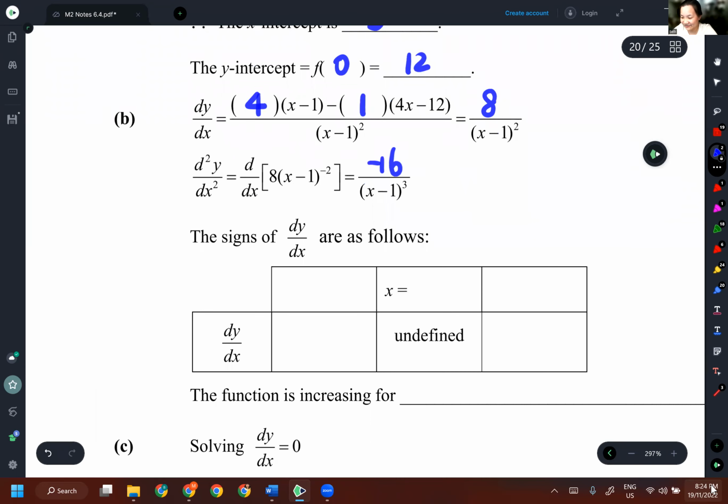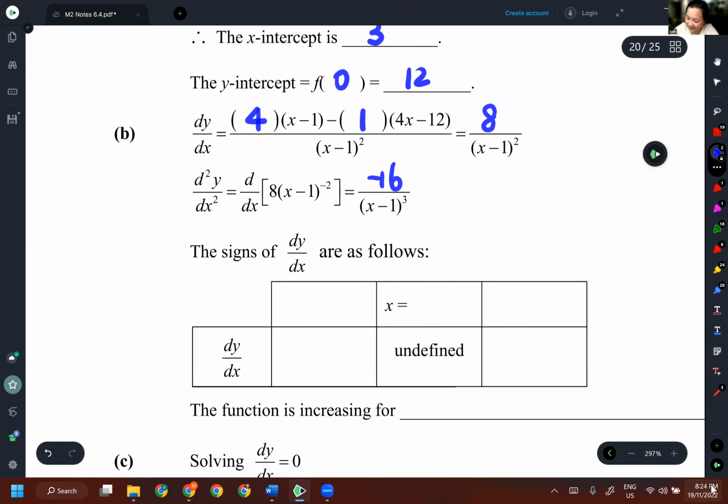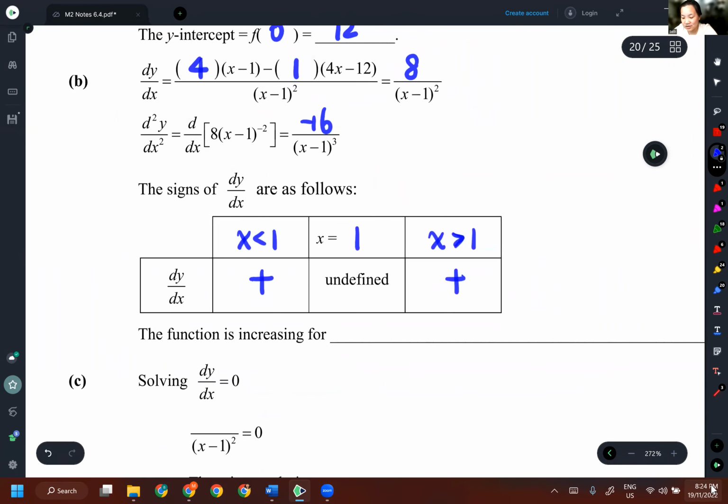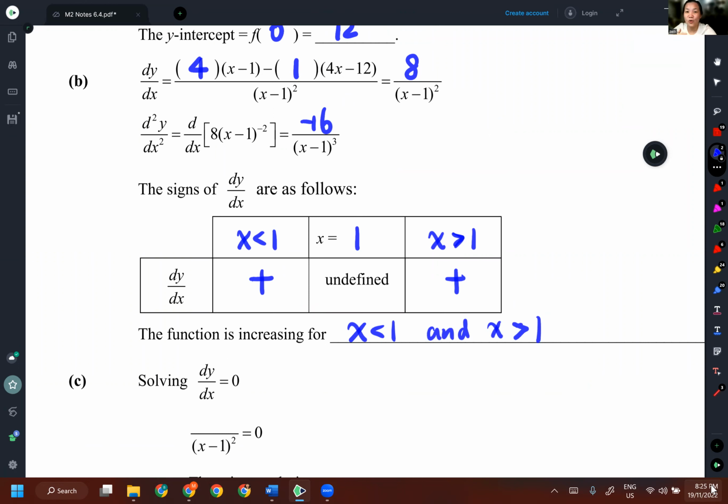Now the signs. x is smaller than 1, x is bigger than 1. Now the reason I put 1 there is because 1 is undefined. So smaller than 1 positive, bigger than 1 positive. The function is increasing for x is smaller than 1 and x is bigger than 1. Can you say all real numbers except 1? No.